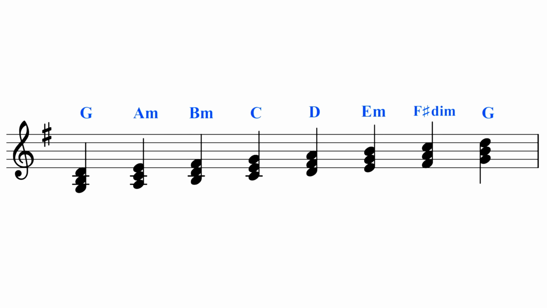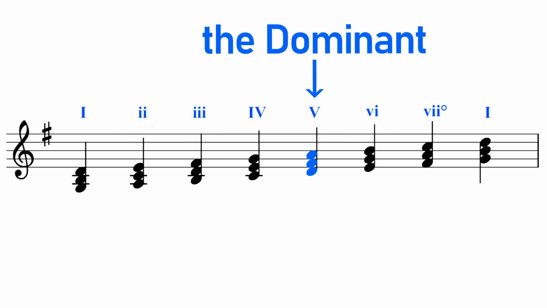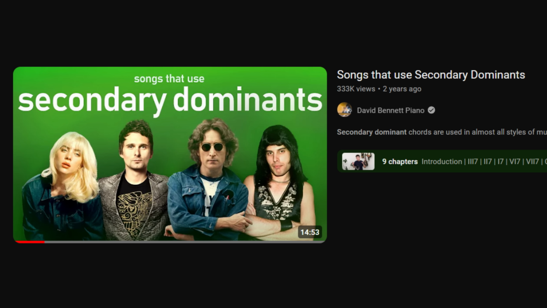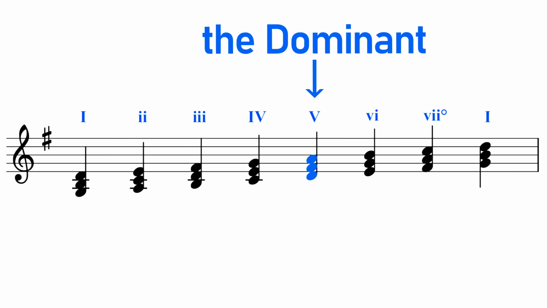I mentioned earlier that it's not just the 5 chord of the key that can be tritone subbed. The fifth chord of the key is what we call the dominant chord, but we can have other dominant chords around the key, i.e. secondary dominants. So what's a secondary dominant? Well, I have a whole video explaining them here, but put shortly, dominant in music just means the fifth chord relative to the tonic. Usually, therefore, we're talking about the fifth chord of the key.